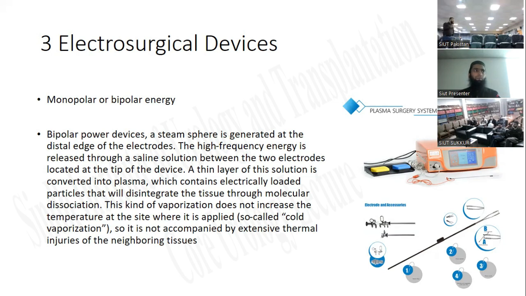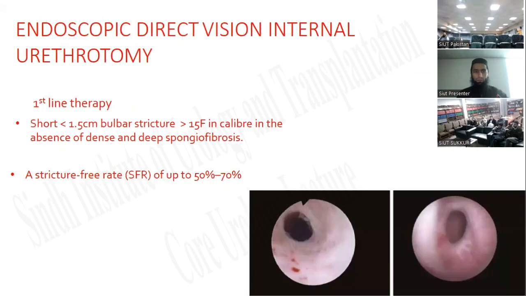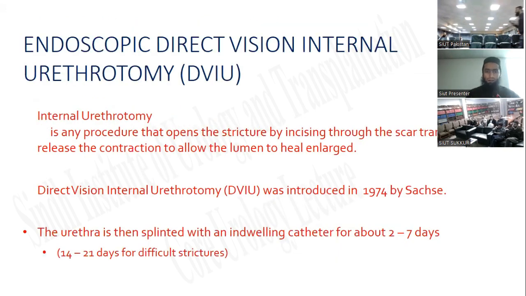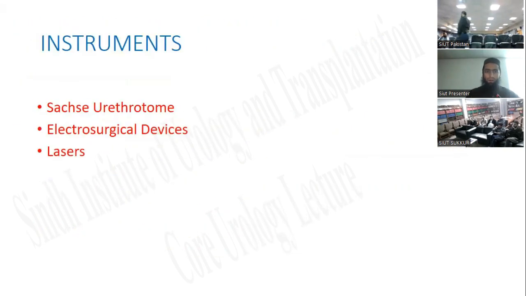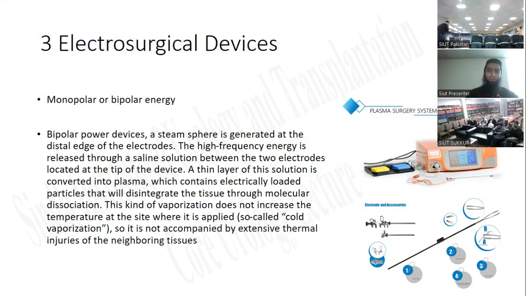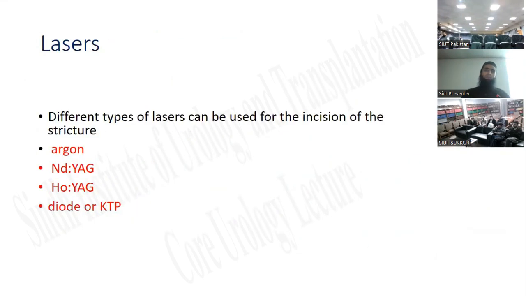DVIU में क्या होता है और dilatation में? हाँ, विकल्प बहुत अच्छा। Sir, in dilatation, we place the guide wire and we do the serial dilatation. And it will stretch the urethra. Okay. और फिर DVIU में क्या होता है?